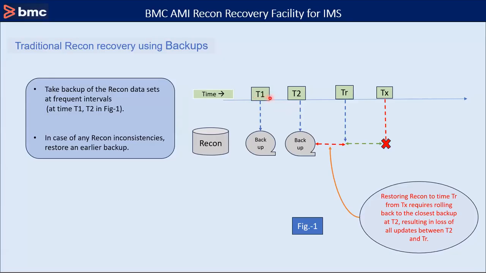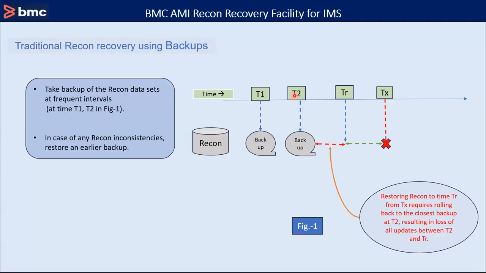and then another backup taken at time T2, and sometime later at time Tx, we discover there is a problem or some kind of inconsistency in the RECON. Further analysis is done, and we find that some process ran at time Tr, which corrupted the RECONs. So we have to restore our RECONs to time Tr. However, our most current backup was taken at time T2, so we can only go back to T2.